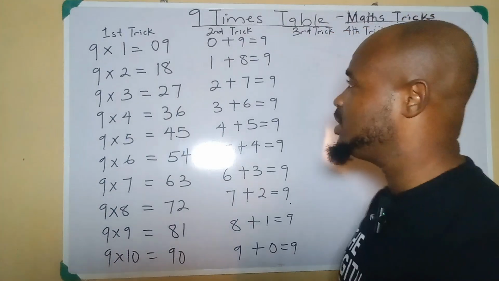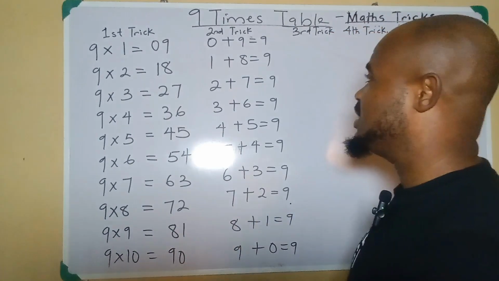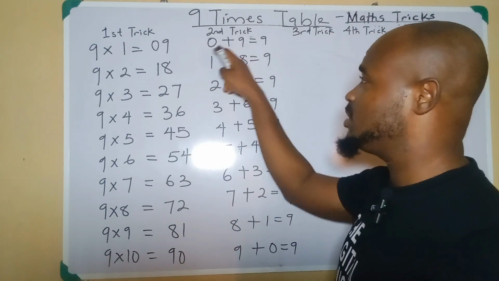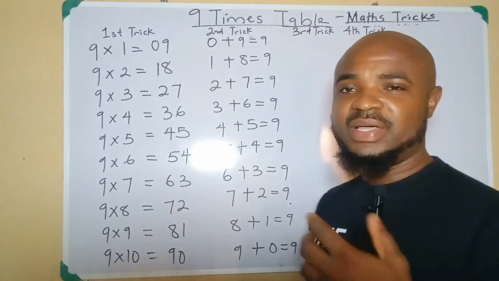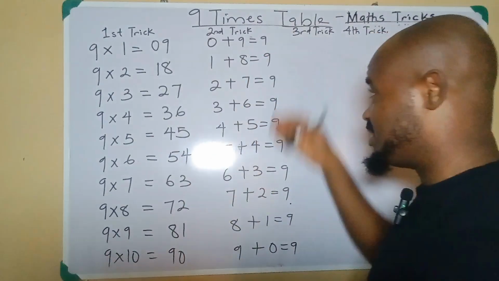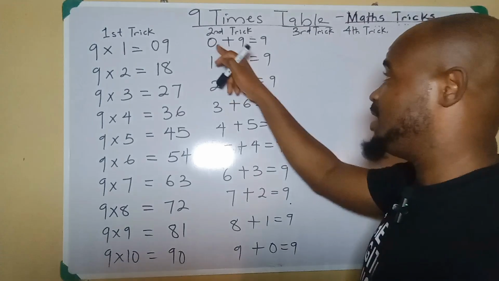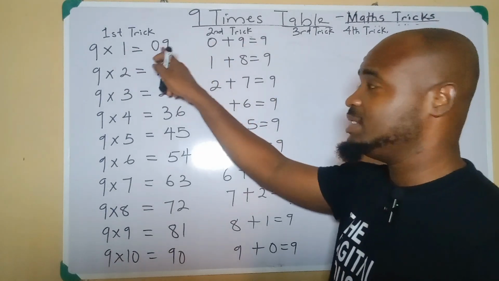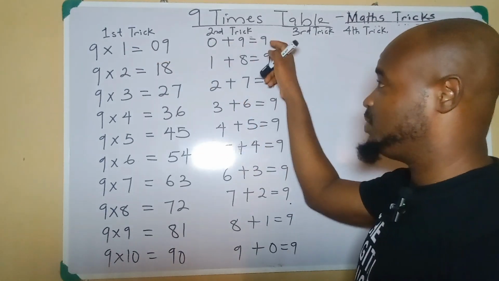So let's move to the second trick. And the second trick is this. Look at it. If I add the 2 digits that form the product of each, okay, I'm going to get 9. All true, as you can see. Now let's take a look at it. 0 plus 9, because 9 times 1 is 9, or 0, 9. 0 plus 9 gives us 9.